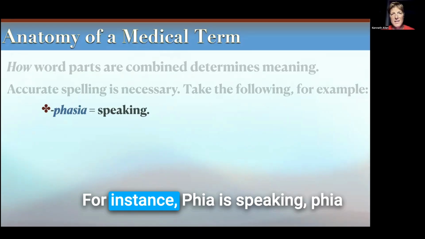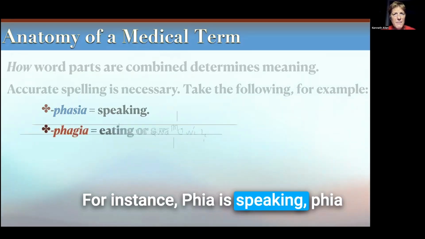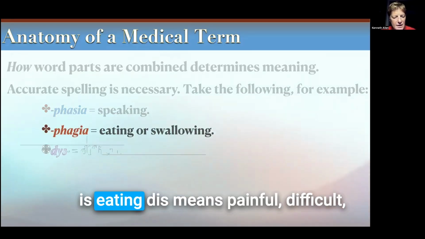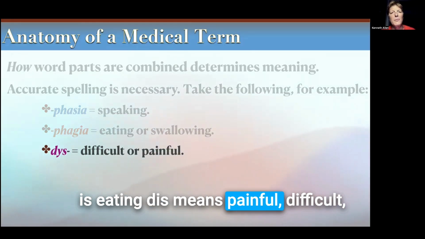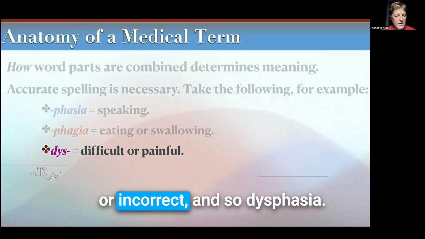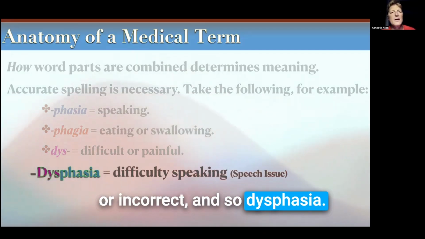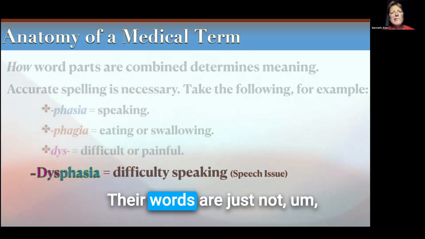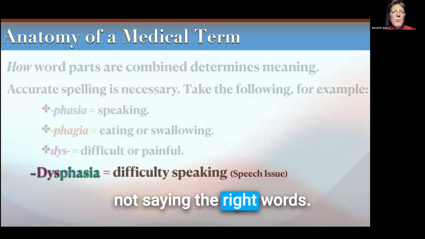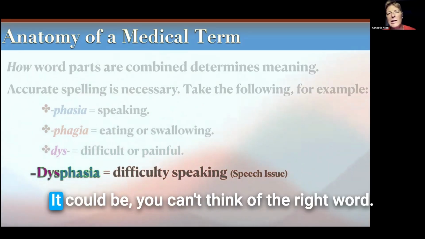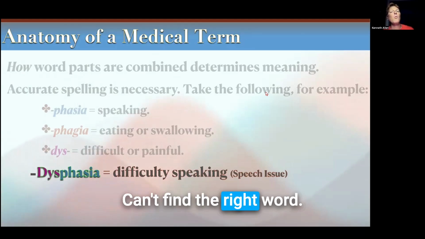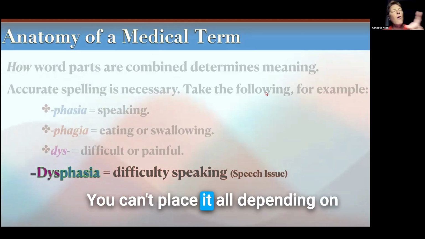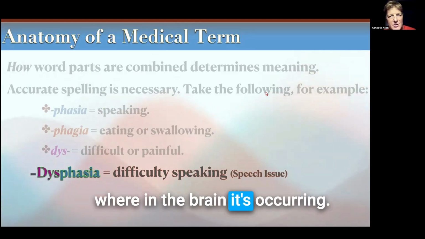It's important to know that spelling changes everything. For instance, phasia is speaking, phagia is eating. Dis means painful, difficult, or incorrect. And so dysphasia is difficulty speaking or slurring their words, or just not saying the right words. That could be they're slurring. It could be you can't find the right word. You can't place it, all depending on where in the brain it's occurring.